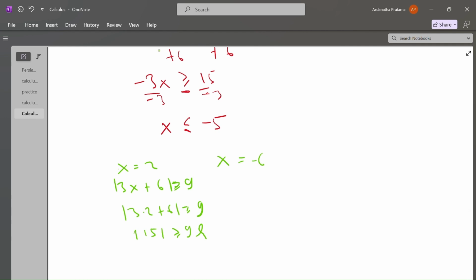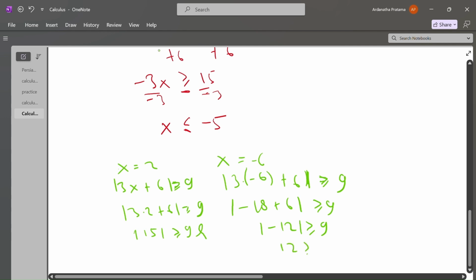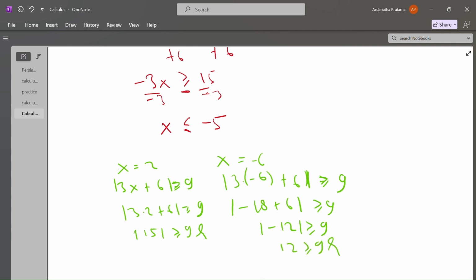And then here we have x equals minus 6 from the solution range. So we will substitute it. We have the absolute value of 3 times minus 6 plus 6 is greater than or equal to 9. The absolute value of minus 18 plus 6 is the absolute value of minus 12, which is 12. And it is obvious that 12 is greater than or equal to 9. So this is also correct.